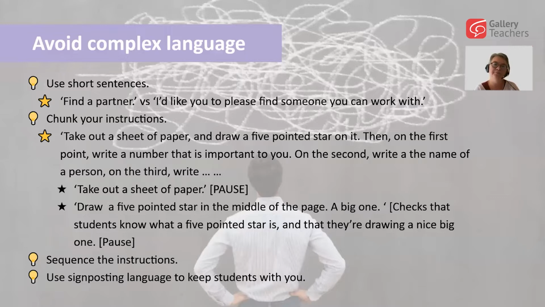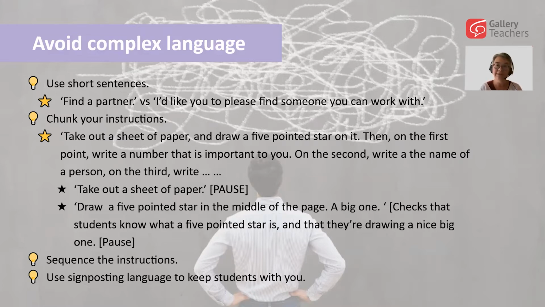Avoid complex language. Well, we're coming back to what was mentioned in the previous slide. Too much information, right? Information is often packed into complex language. Well, do try to avoid that. Use short sentences, such as find a partner, compared to I'd like you to please find someone you can work with. Secondly, don't put more than one instruction in one sentence. Chunk them, one piece of information at a time.